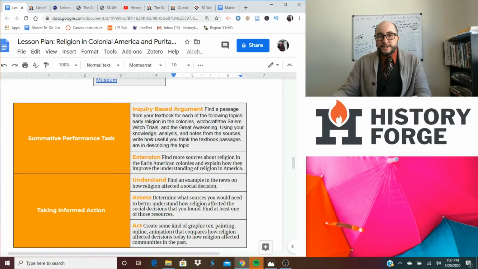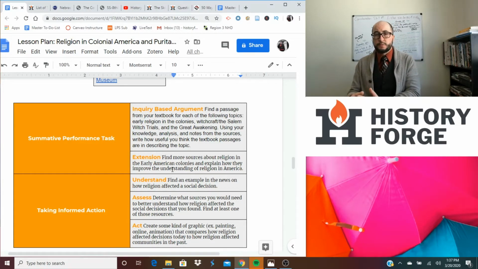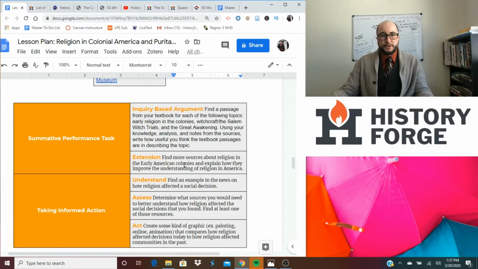And the extension, I always write, I think extensions are important because you might have some students who just need the extra extension, or this could be seen as a way if students can't master it the first time, maybe this could be the extension where they can master it. So always having a backup plan is a good idea, just because more times than not you're going to need it. So I thought a cool extension could be find more sources about religion in the early American colonies and explain how they improved the understanding of religion in America.